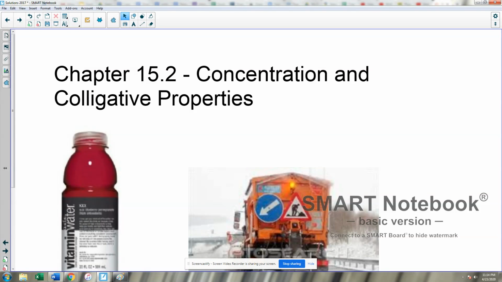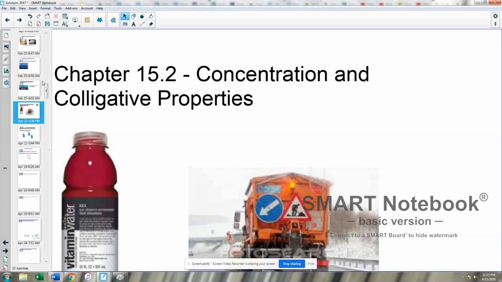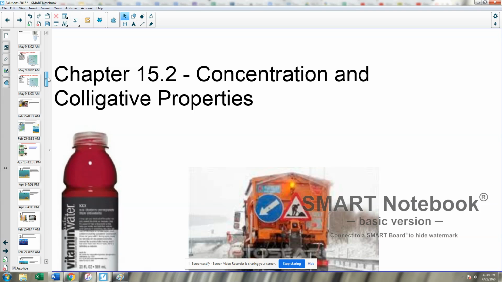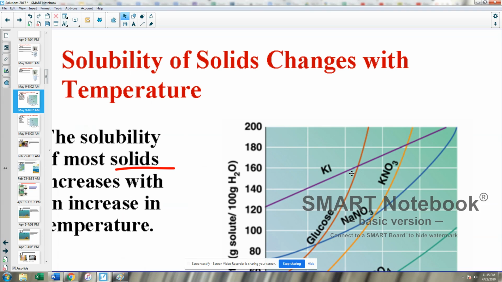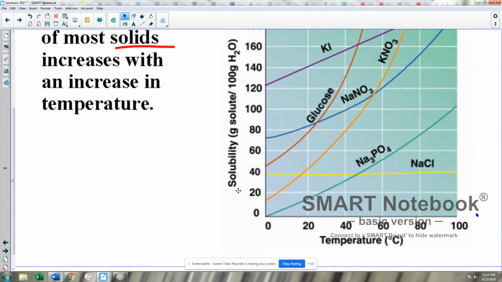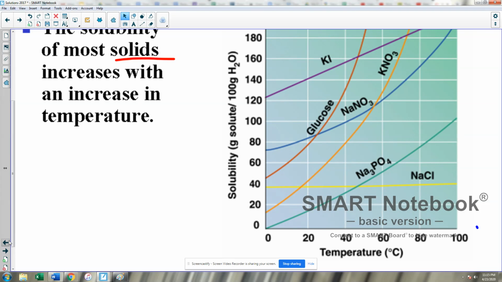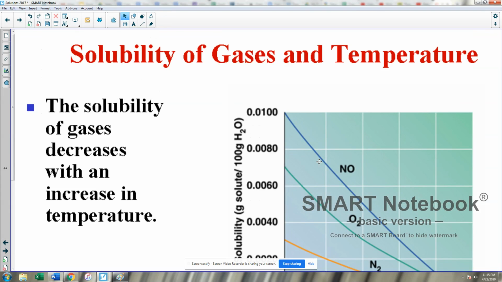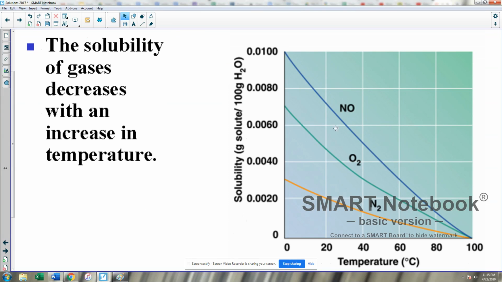In the last couple lessons, we've talked about solubility, about how much something will dissolve, and we looked at some solubility charts. We talked about how temperature has a big effect on how much of something you can dissolve, especially with things like nitrates and sugar, and how gases kind of have the opposite trend, how heating up a substance makes a gas come out of solution, so less of it can dissolve.